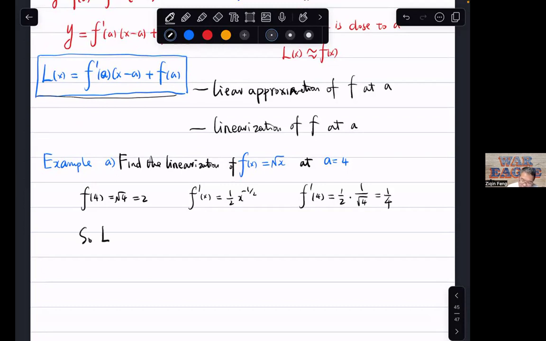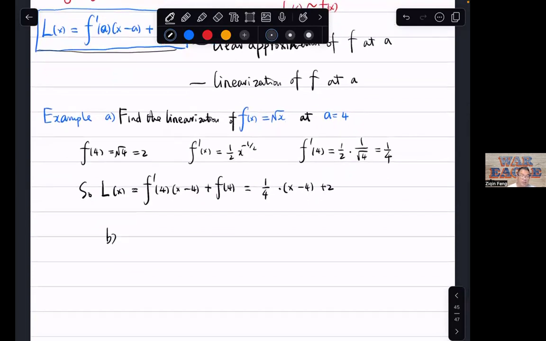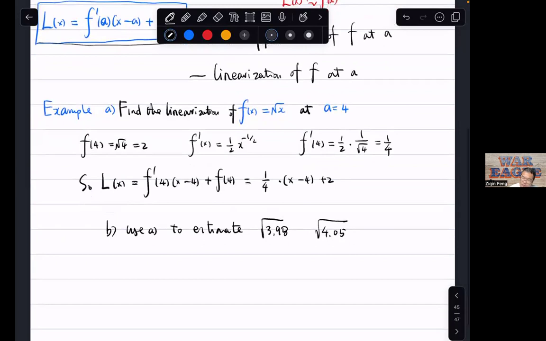So our linearization of this function at 4 equals f prime of 4 times x minus 4 plus f of 4. This is equal to 1/4 times x minus 4, plus 2. Part B: why do we need this linearization? We want to use the linearization to estimate the square root of 3.98 and the square root of 4.05.